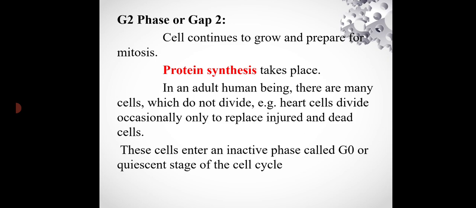Next, G2 phase or gap 2. In this phase the cell continues to grow and prepares for mitosis. Protein synthesis takes place. In an adult human being, there are many cells that do not divide. For example, heart cells divide occasionally, only to replace injured and dead cells. These cells enter an inactive phase called G0, or the quiescent stage of the cell cycle.